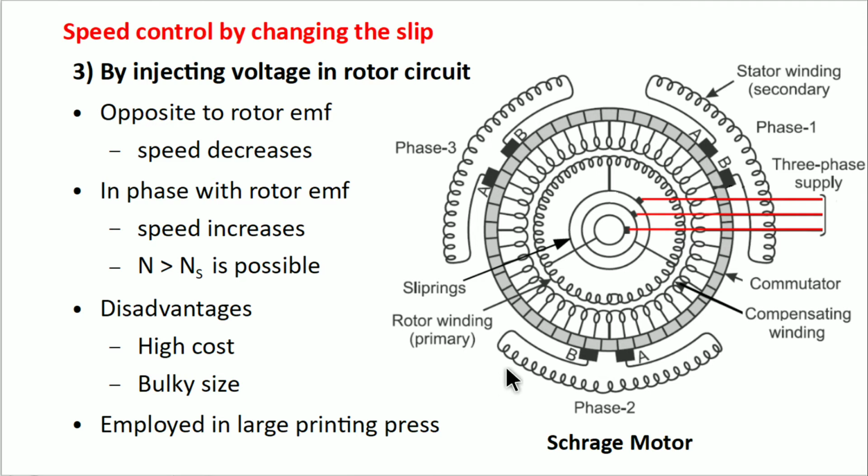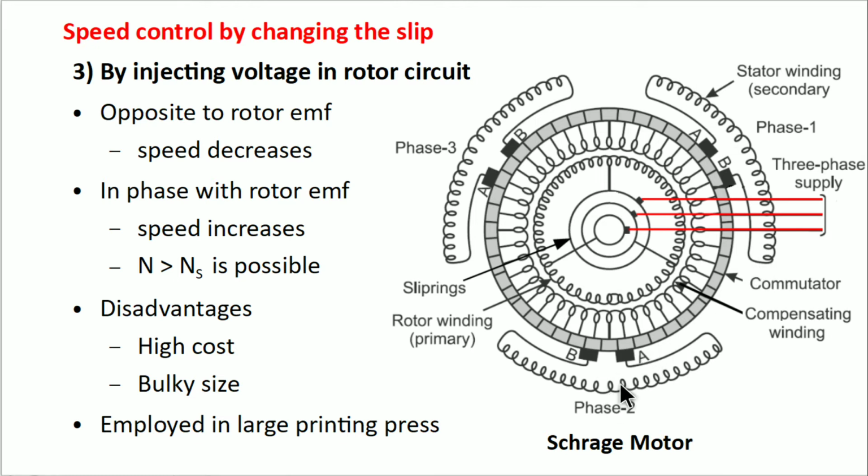So in short, we can say that in the Schrage motor, the winding which in normal motors is the stator or primary winding is placed on the rotor, and the winding which is generally short circuited and installed on the rotor, here it is placed on the stator. So this is the stator winding, but it is the secondary winding, that is, it works like the rotor winding in a normal motor.